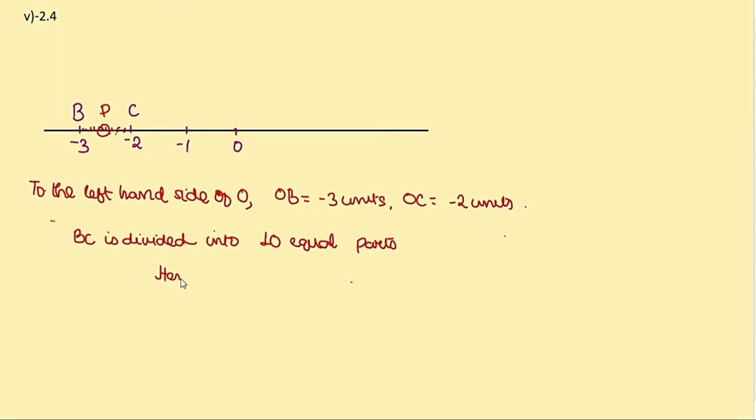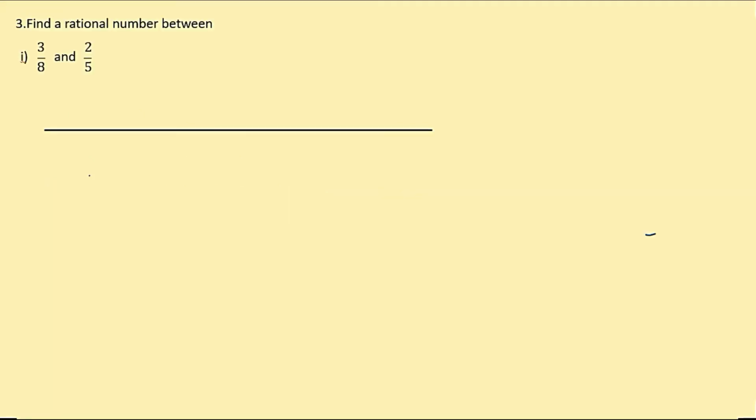Hence, P represents -2.4. The third type of sum is find a rational number between 3/8 and 2/5.